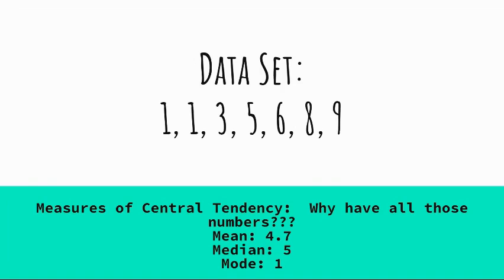So our question is, why do we need all these numbers? Why do we need especially a mean and a median? Because they seem to be telling us the same thing. That mean is a 4.7, the median is a 5. Why do we need to have the average and the middle? Well, that's what we're going to talk about today.